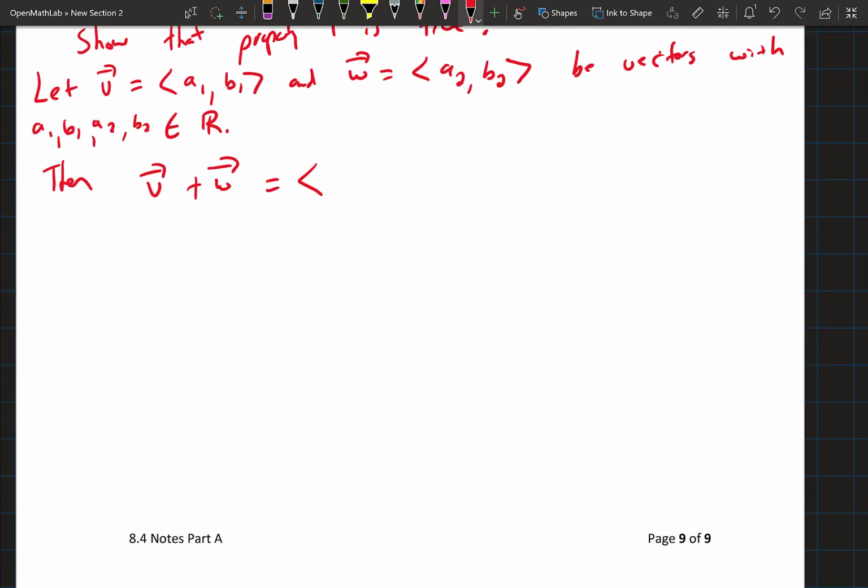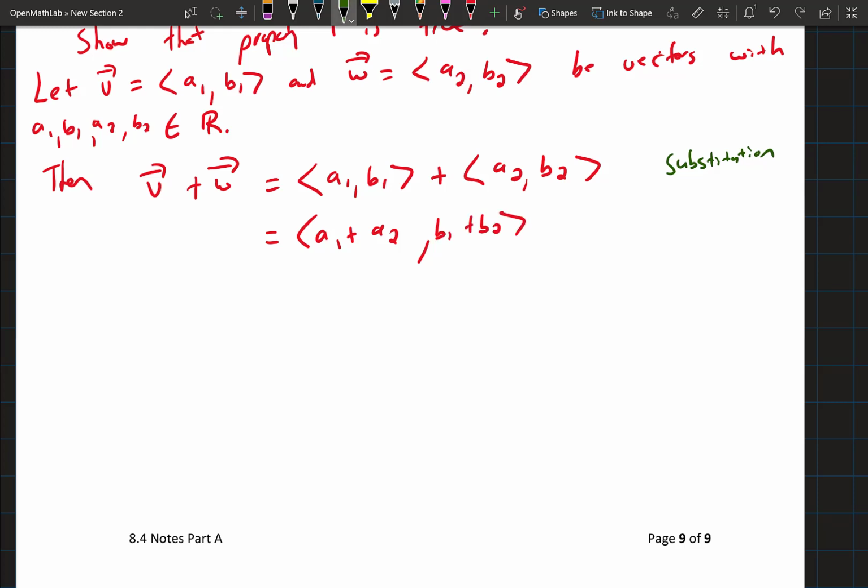So I can replace vector v with a1 comma b1, just in its component form, and then plus a2 comma b2. So I'm just rewriting v and w in their component forms. I'll write off to the side in green, this is using substitution. Then this would equal a1 plus a2, comma, b1 plus b2. What holds that true is we're just doing vector addition, that we looked at before.